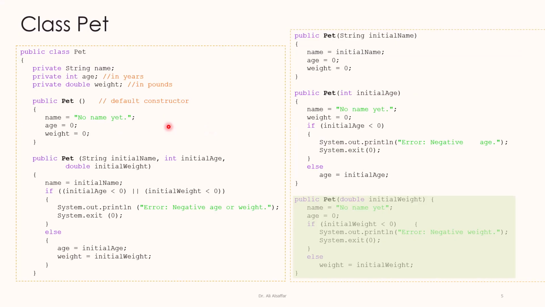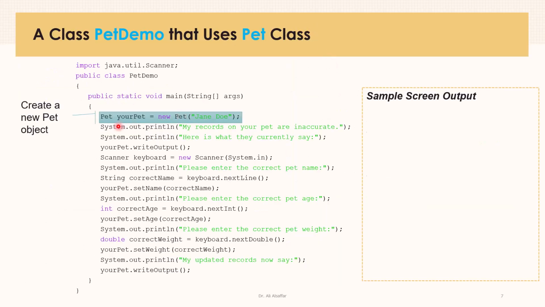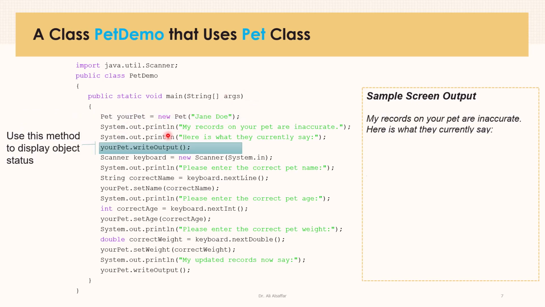Now this is the definition again. This is the default constructor. This is a constructor with 3 input parameters. This is a constructor that has the string as input, so it is going to use this constructor. It will copy the name of the pet into name, but it will give age and weight default values. So let's go back to the main program. Now the name for your pet is Jane Doe, and the age will be 0 and the weight will be 0.